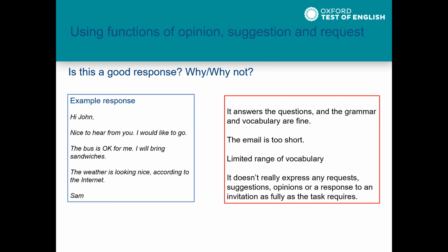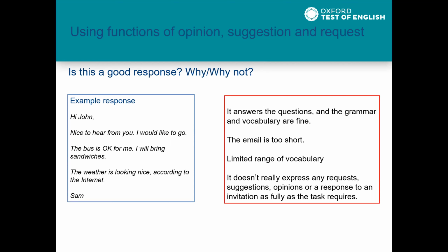Okay, it's perfectly correct. It's not bad, but it certainly doesn't show a very good level. It answers the questions, and the grammar and the vocabulary are fine. There's no mistake in there, but the email is too short. The instruction said between 80 and 130 words. This is too short. So this student hasn't followed the instructions. Now, there's a very limited range of vocabulary. This isn't B2 vocabulary. It's not even B1. It's probably A1 or A2.